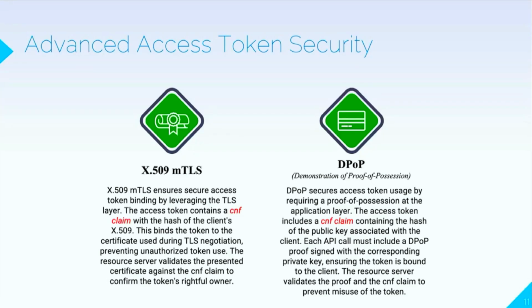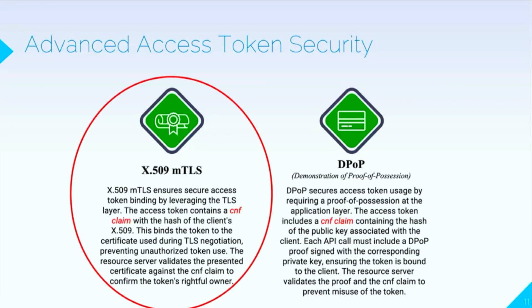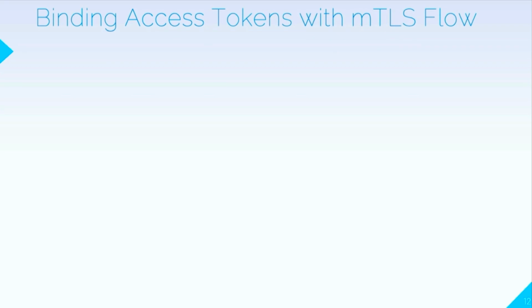Now that we have introduced these two mechanisms, let's dive deeper into the X509 mTLS approach. Before we begin with this flow, I want to highlight the importance of the earlier lessons on X509 mTLS in the chapter on the client authentication methods. If you haven't watched those lessons yet, make sure to review them first, as this lesson builds upon those foundational concepts. The first requirement for this mechanism is that the client authenticates itself using the X509 mTLS method.